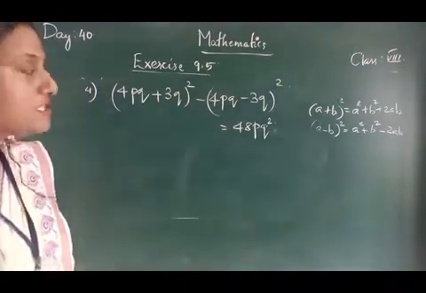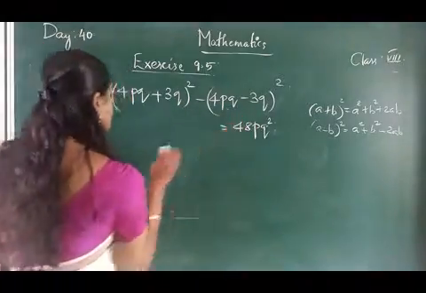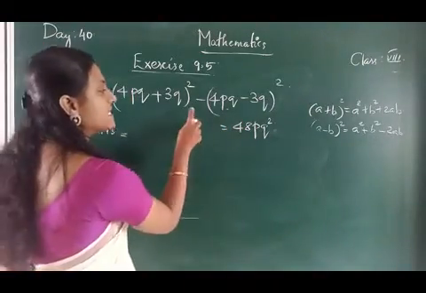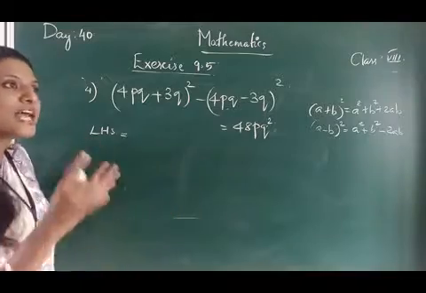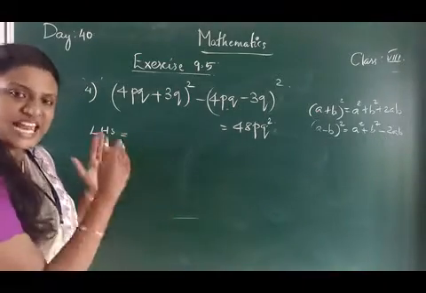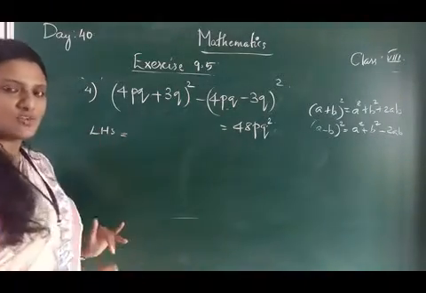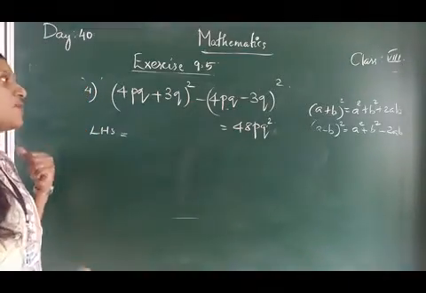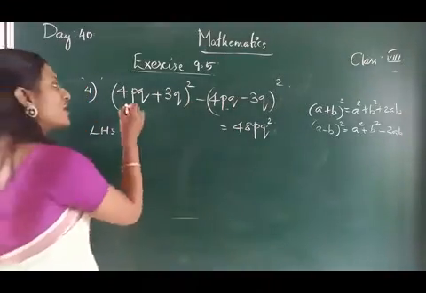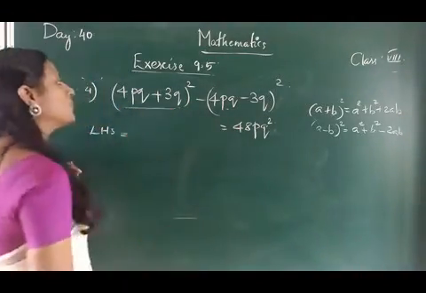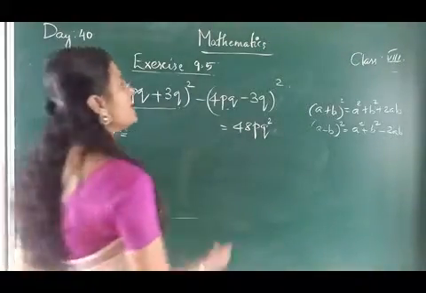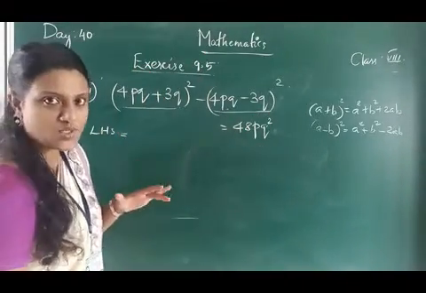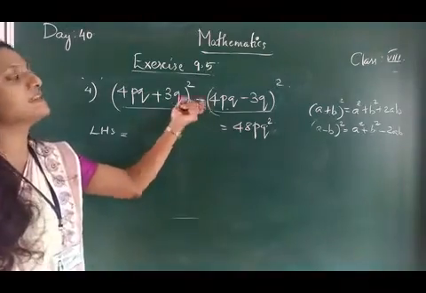So first you have to simplify the LHS. You have to prove this LHS is equal to RHS. Show that as in question one, LHS is equal to RHS and prove it. Okay. So first you have to simplify the LHS. Before simplifying, first you have to find what is 4pq plus 3q the whole square. Next you have to find what is 4pq minus 3q the whole square. Then subtract the terms.